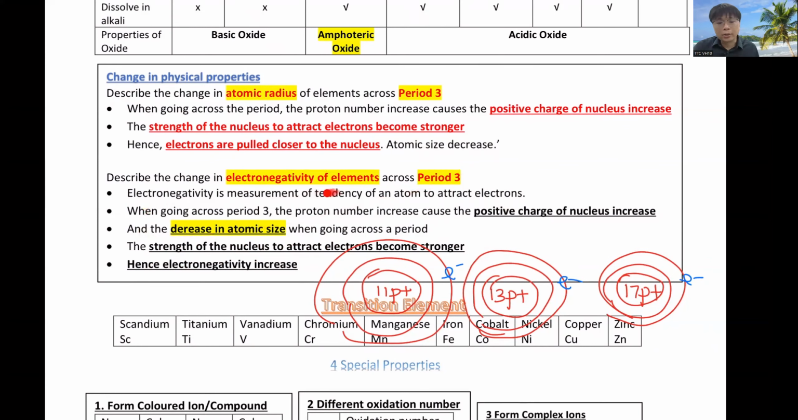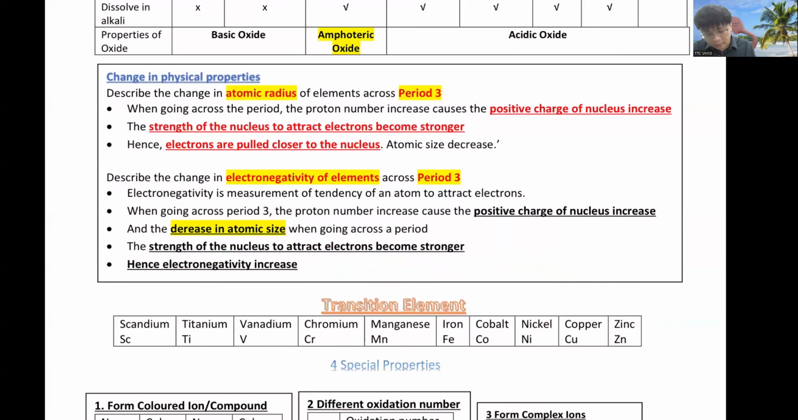Okay, so for electronegativity, going across the period, proton number increases, positive charge increases. Then the strength to attract electrons also becomes stronger, so electronegativity, the ability to attract electrons, is also stronger. But one more reason is that the size also becomes smaller. You remember group 17: the smaller size is easier to attract, the bigger size is harder to attract. So this is the main reason why they are more electronegative when going across the period.